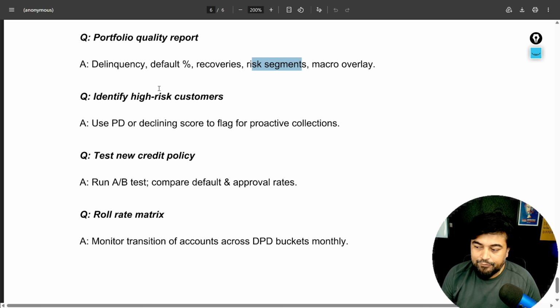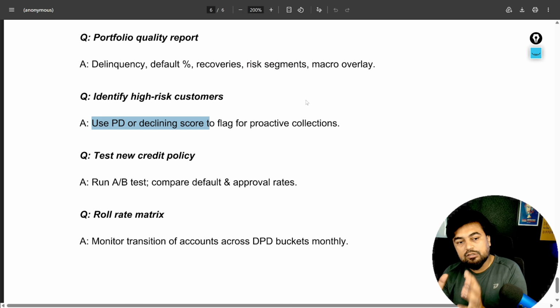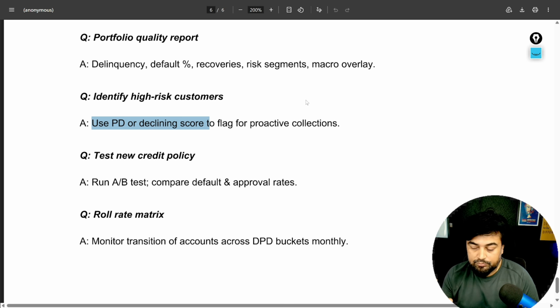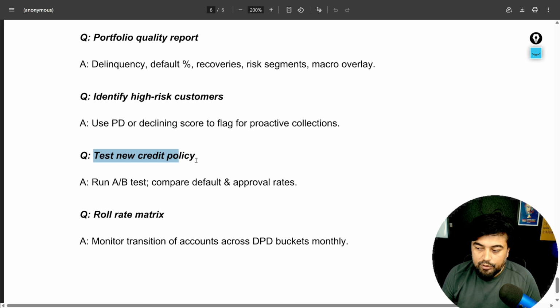Then identify high-risk customers. We use PD or decline score to proactively flag customers for collection who are highly risky, so the bank can keep a proper eye on them. That's why we do bucketing of customers. Test new credit policy: we run an A/B test. What does that mean? We basically compare default versus approval rates. A is your default rate, B is your approval rate.